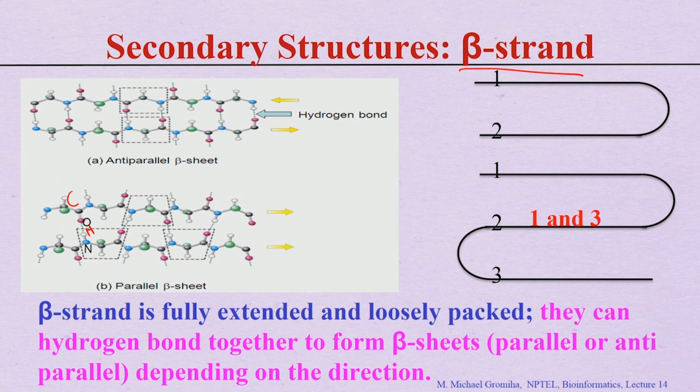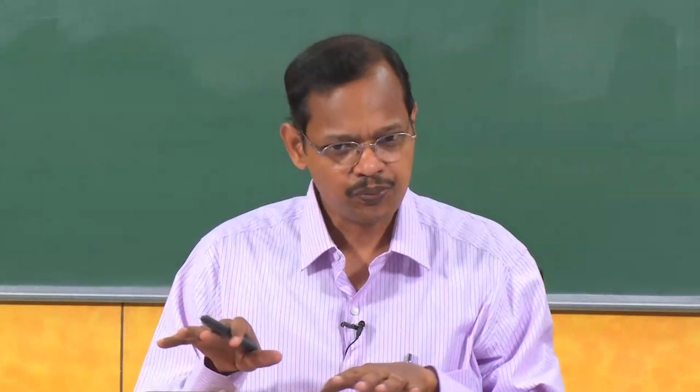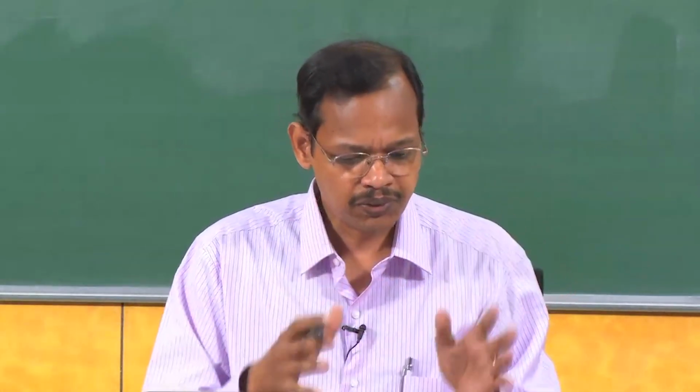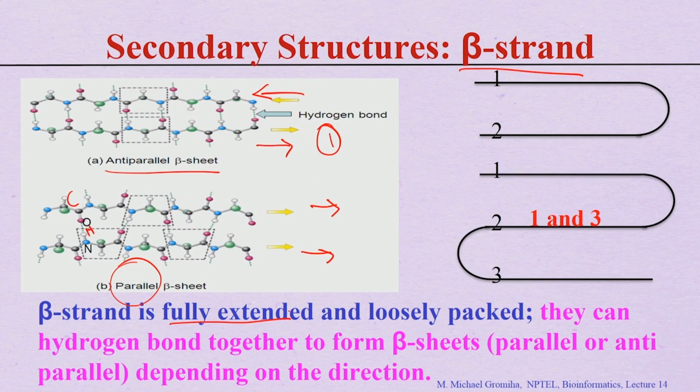Here I give two different examples. In this one, the chains go in two different directions. One chain is going right to left and the second one from left to right. In this case we call it the antiparallel beta sheet. In the second example, the chains run from left to right, in the same direction, so this is called the parallel beta sheet. If we compare alpha helices and beta sheets, alpha helices are closely packed and beta sheets are completely extended and loosely packed. They can form hydrogen bonds together to form beta sheets, either parallel or antiparallel depending on the direction.